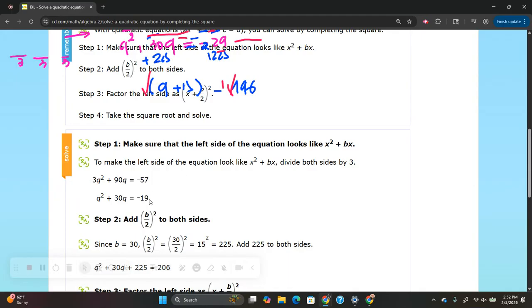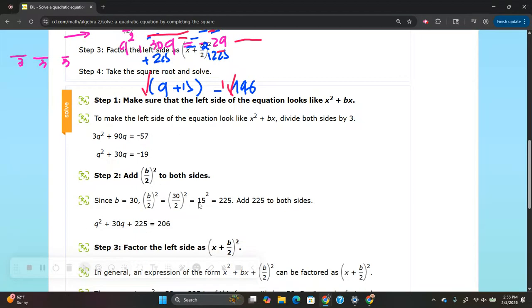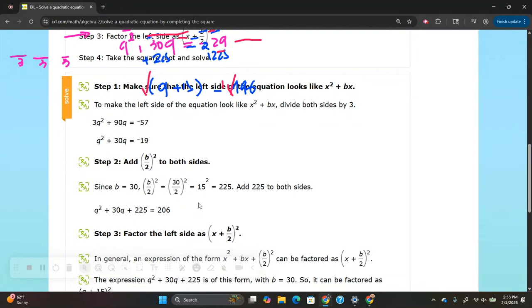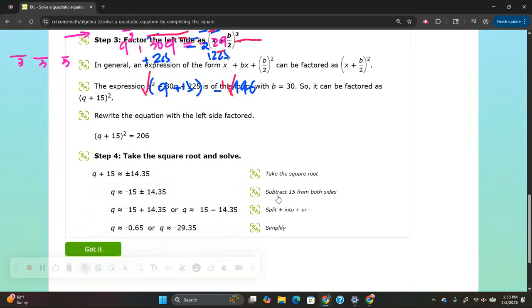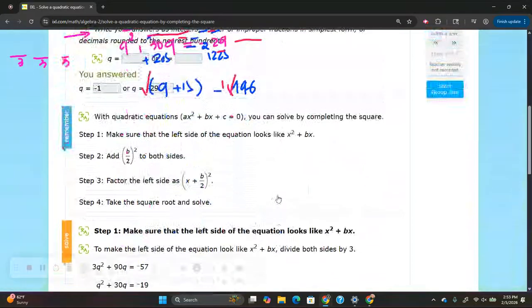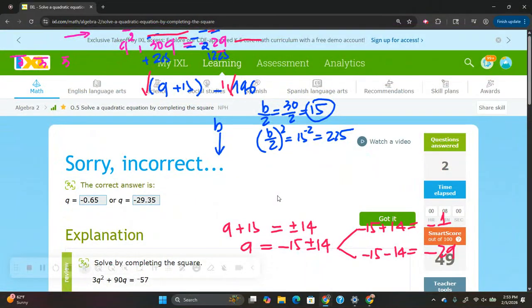Negative 57 when you divide by 3 is negative 19. I put negative 29. So my division is wrong, but the step I tried to do is correct. You can see I add 125 on both sides. Alright, I learned from my error. I should divide my numbers better.